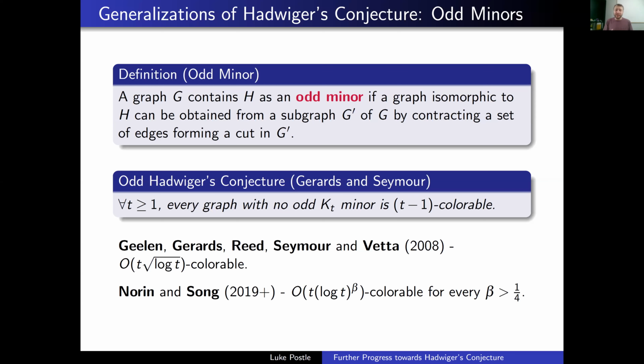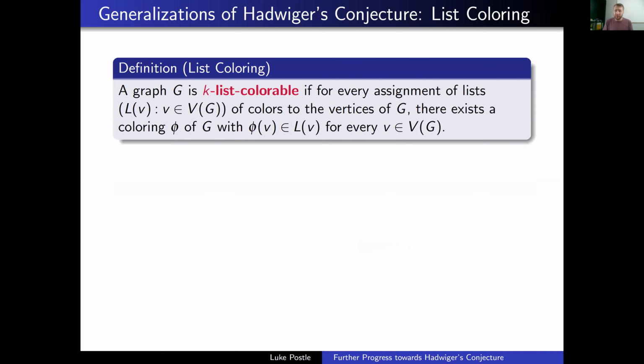So what I'm going to talk about today doesn't work for odd minors. It fails in some key places, it seems. So this is currently the best known for the odd minor conjecture. Similarly, there's the list coloring version. So graph G is k-list colorable if for every assignment of lists of colors to the vertices, you get a coloring from those lists.